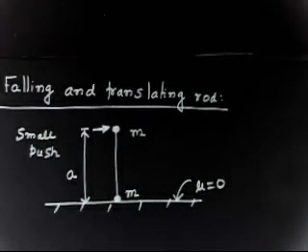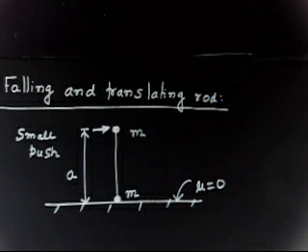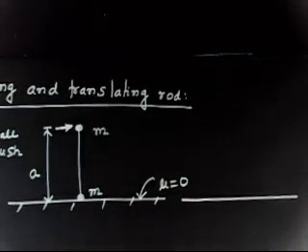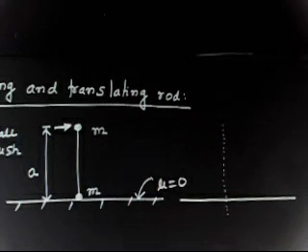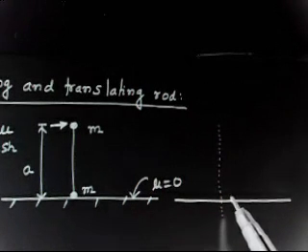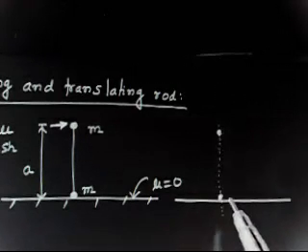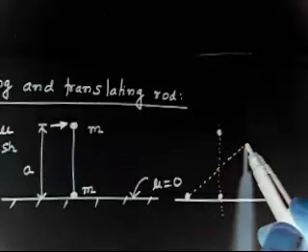Now the question says the upper particle is given a small displacement, so the rod starts to fall. So this has been given a small push. Due to this small push, this system starts to fall. So initially the system is here. After some time you will see this system has moved in this direction, as well as rotated.